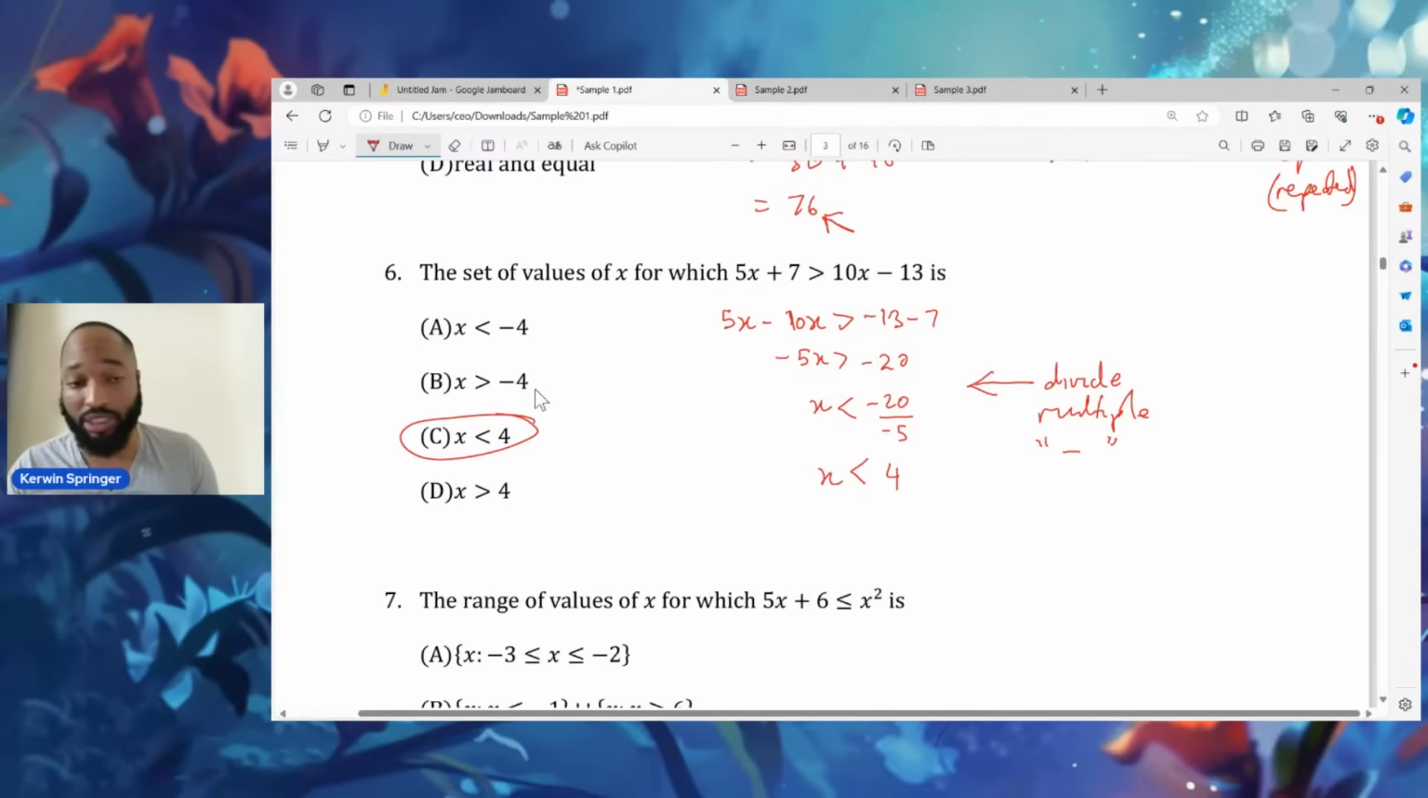What's another way? I'm trying to show you different ways to solve, because when you finish your multiple choice, you want to go back to using different methods to solve it. Another way is to substitute. So this one is saying x is greater than 4. This one is saying x is less than 4.